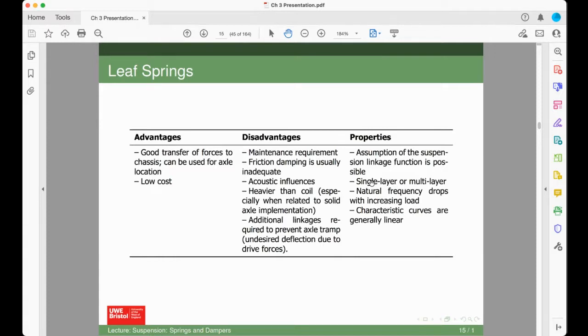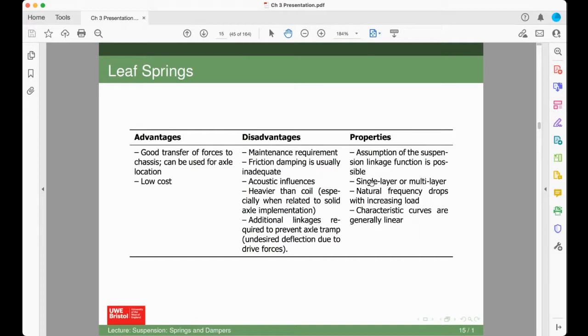But as I said, often with metal leaf springs, and certainly with multi-layer, you need to maintain them. Friction between the layers can obviously be a problem. That can also cause a noise, so that's not great. They can be heavier than coil springs. If you've got a solid axle implementation, then obviously that's quite a lot heavier. And if you want to avoid axle tramp, which is deflection due to drive forces, then obviously you need some additional linkages to help locate the axle backwards and forwards as well as side to side.